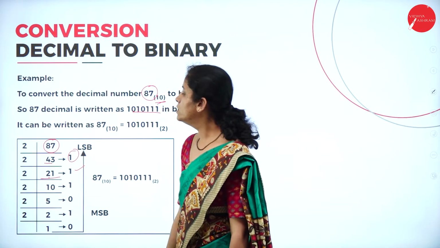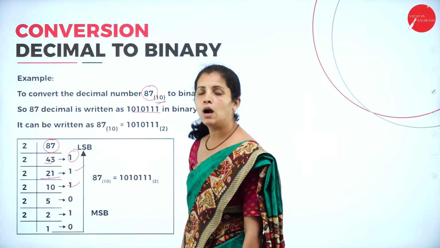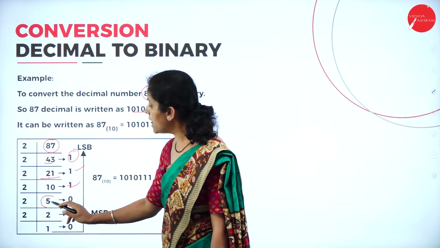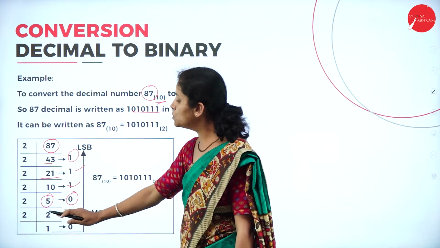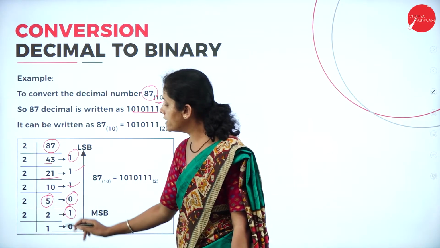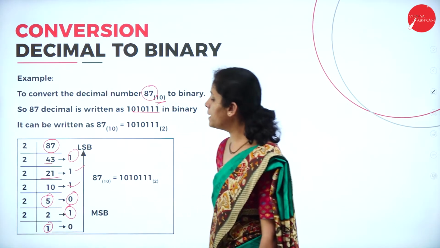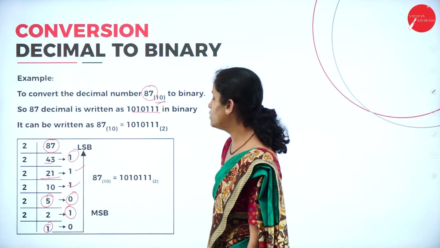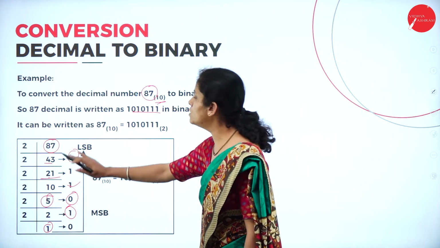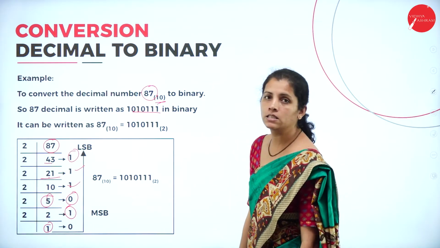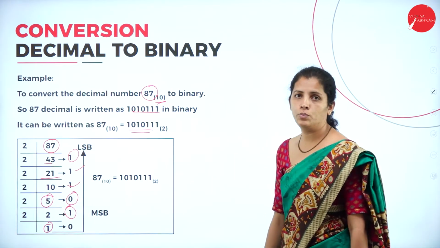And once again I'm going to divide this number by 2. 2 tens are 20, 1 remainder. Now 2 fives are 10, 0 remainder. Now 2 twos are 4, so 1 remainder. 2 ones are 2 and 0 remainder. And while writing, I want to start from MSB, that is most significant bit, to LSB, that is least significant bit, and this is my final output.